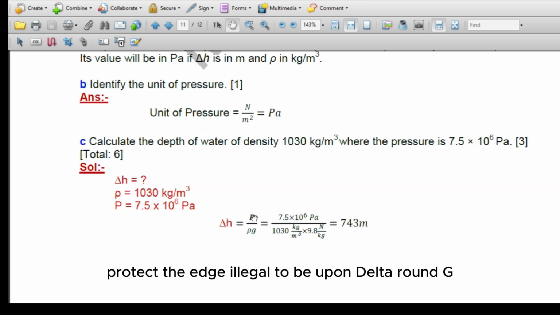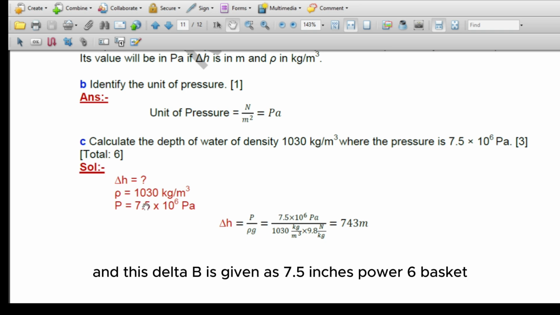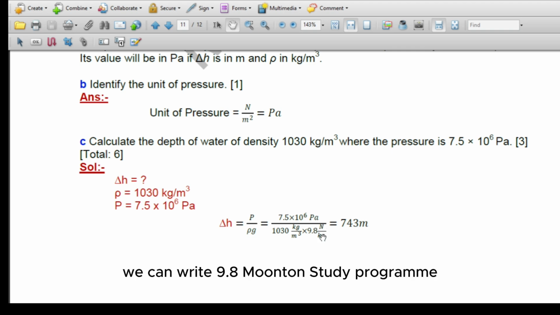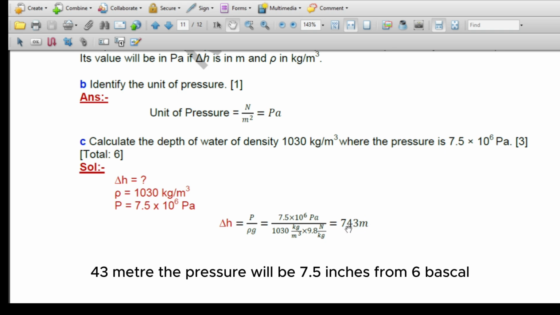So delta H is equal to delta P upon rho g, and this delta P is given as 7.5 times 10 to the power 6 Pascal. 1030 is the density rho, and in place of g we can write 9.8 newtons per kilogram. On simplification we obtain 743 meters. So at a depth of 743 meters, the pressure will be 7.5 times 10 to the power 6 Pascal.